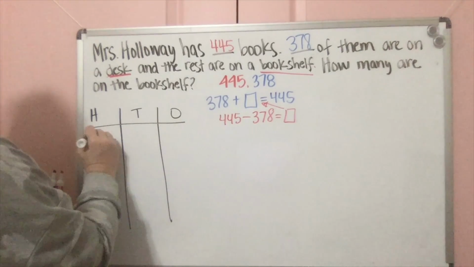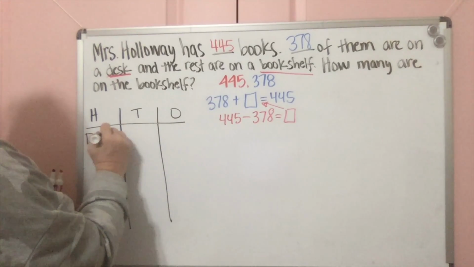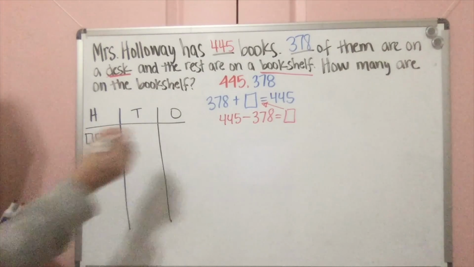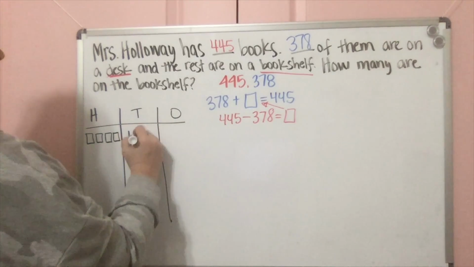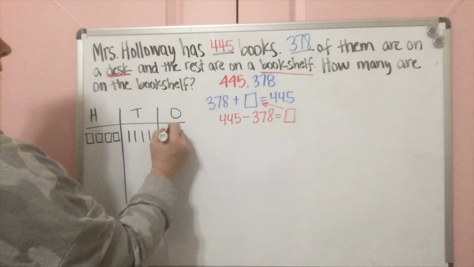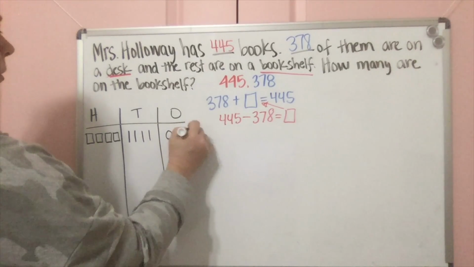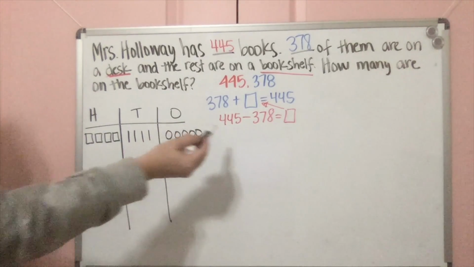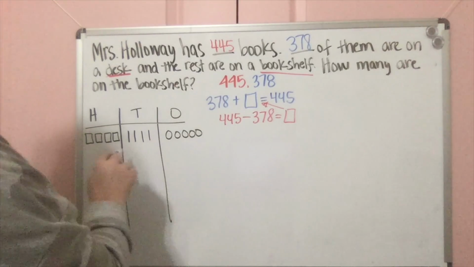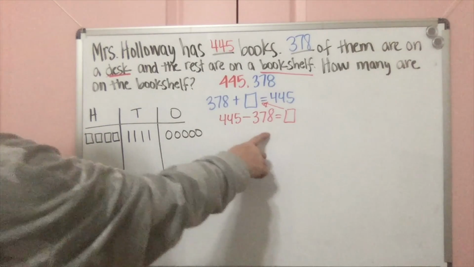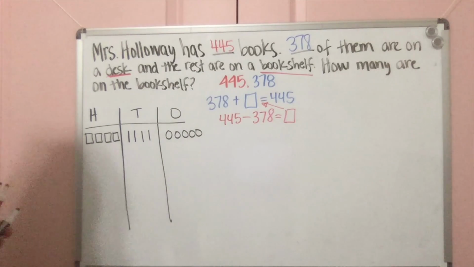There's 400. Organize them really well. 10, 20, 30, 40, and then 5. 1, 2, 3, 4, 5. And now we're going to try to subtract 378 out of there to get the rest of the books that are on the bookshelf. Okay?